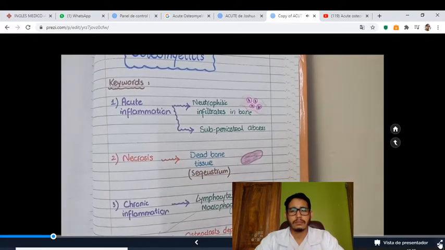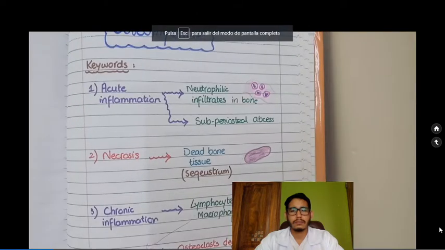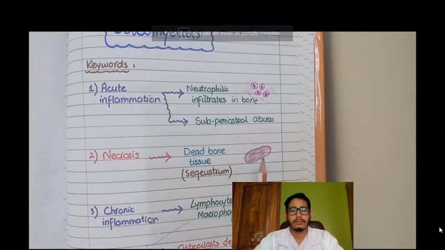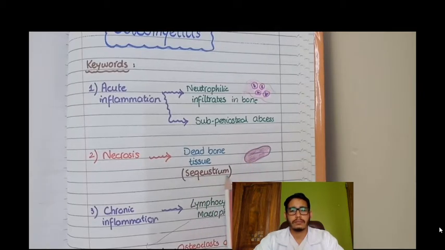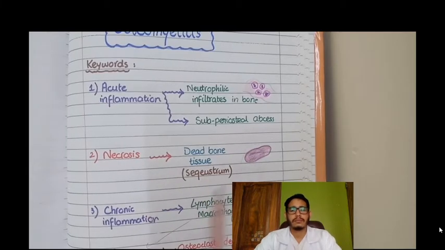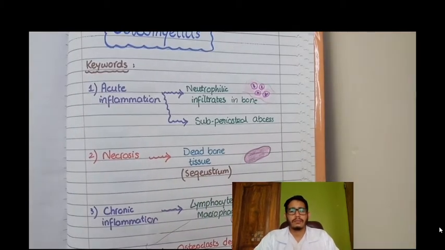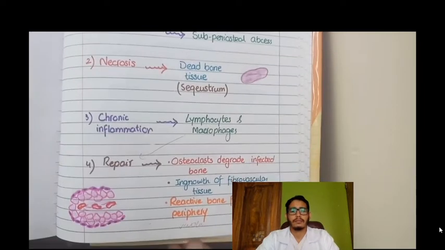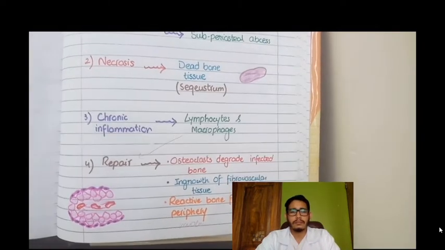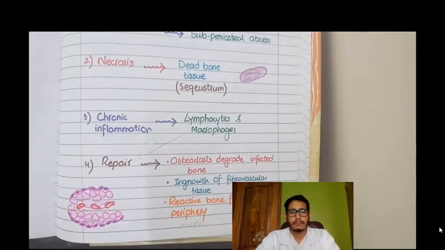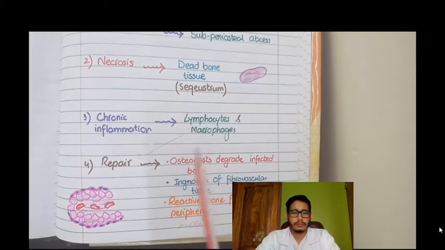Now, during the destruction caused by bacteria and attacking neutrophils, a part of bone becomes dead and necrotic. This piece of dead and necrotic bone is called sequestrum. So what is sequestrum? Sequestrum is a dead piece of necrotic bone. Now, after the acute inflammation phase is over, there is onset of chronic inflammation, and this chronic inflammation is characterized by chronic inflammatory cells that are lymphocytes and macrophages.